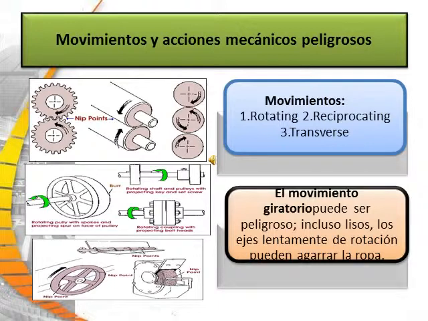A rotating motion can be dangerous. Even smooth, slowly rotating shafts can grip clothing. Here you can see some illustrations of nip points on the graphics.